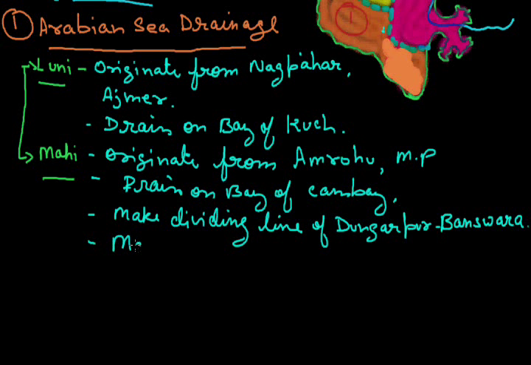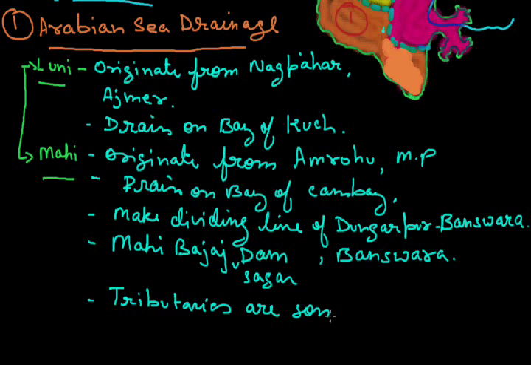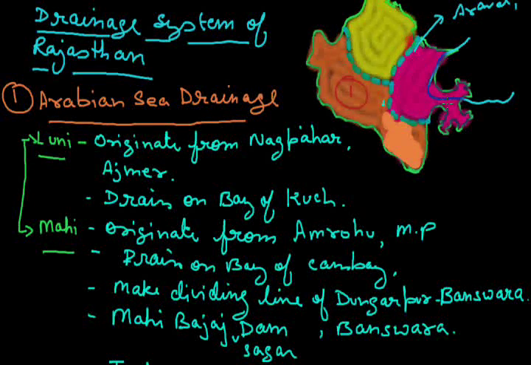We also see the famous Mahi Bajaj Sagar Dam, near Banswara, in the district Banswara. The main tributaries of the Mahi are Son, Amba and Jakham.